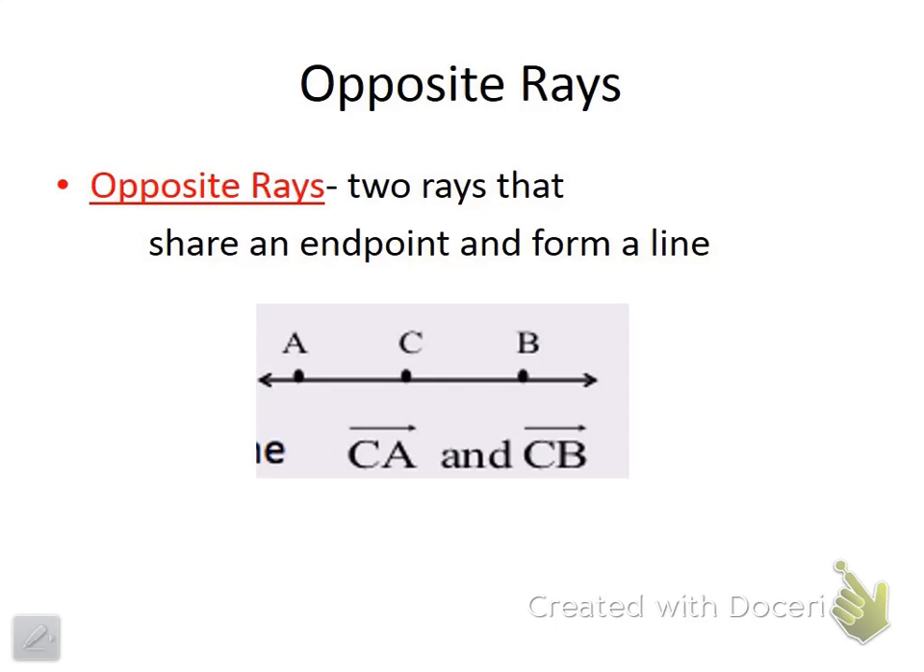Okay, opposite rays. This is when one goes one way and the other goes the other way. Two rays that share an endpoint and form a line. My endpoint in this is C. So my first ray is C to A. And my next one, since my endpoint is still C, is C to B. So you've got to get the arrow going both ways on this one.